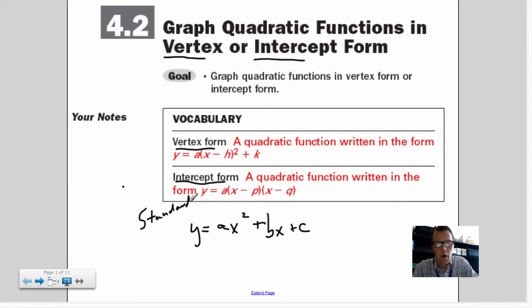And notice that all these have this a in front. Big numbers make these parabolas skinnier. Small numbers less than 1 and greater than 0 make them wider. If a is negative, all these parabolas are flipped over.